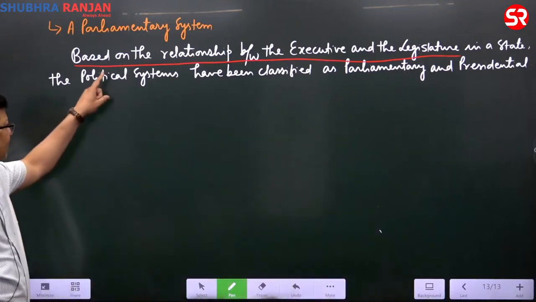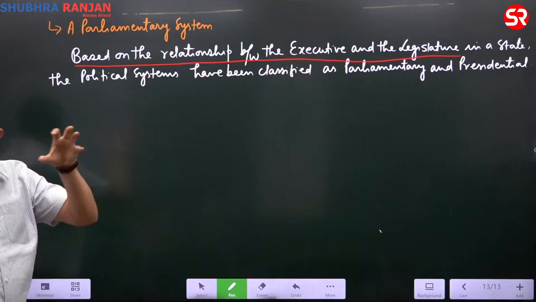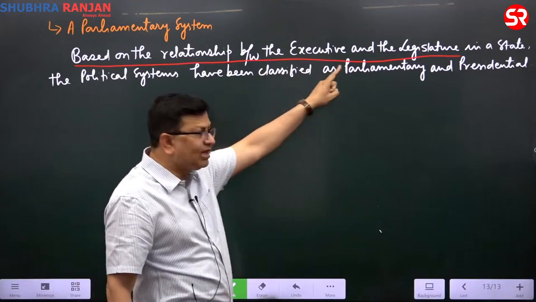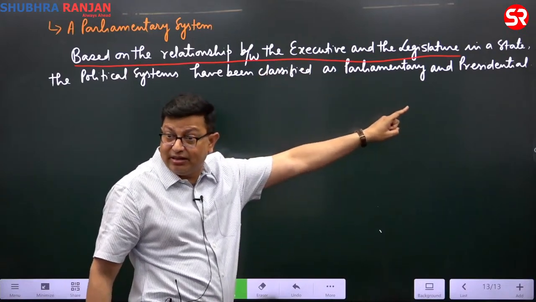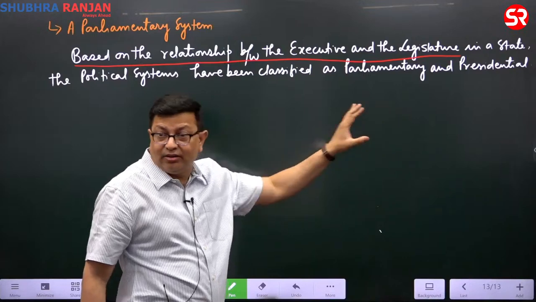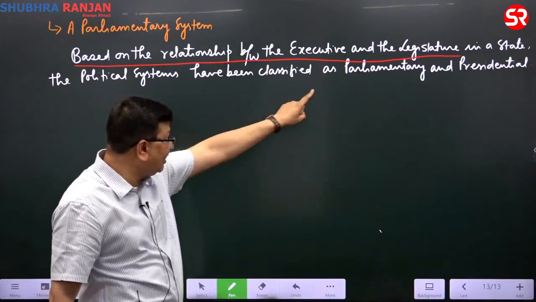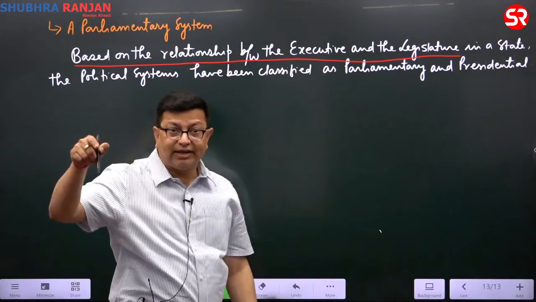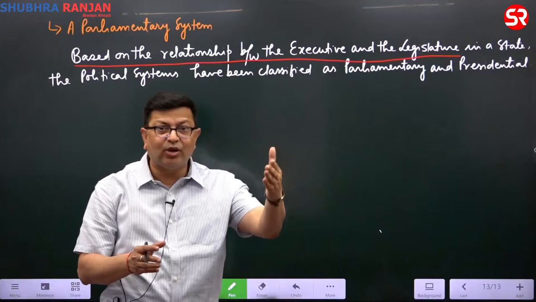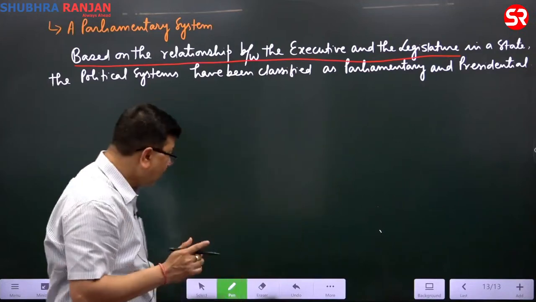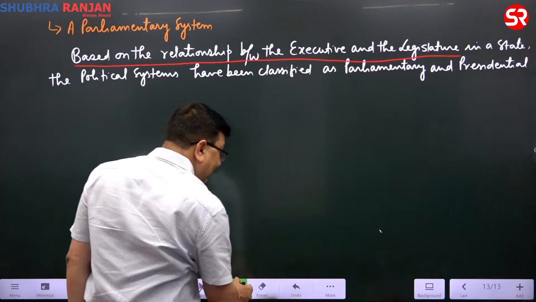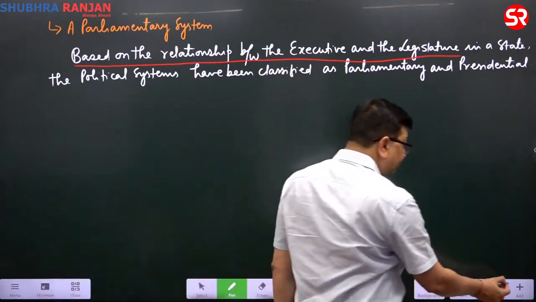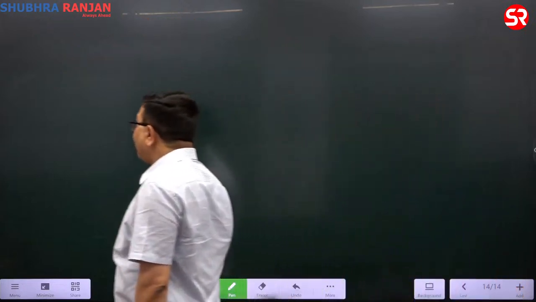So what is the basis of this classification? In a particular country, what is the relationship between the executive and the legislature? So based on that, the political systems have been classified as parliamentary and presidential. Now one by one we will be discussing it. First of all, coming to the parliamentary system.